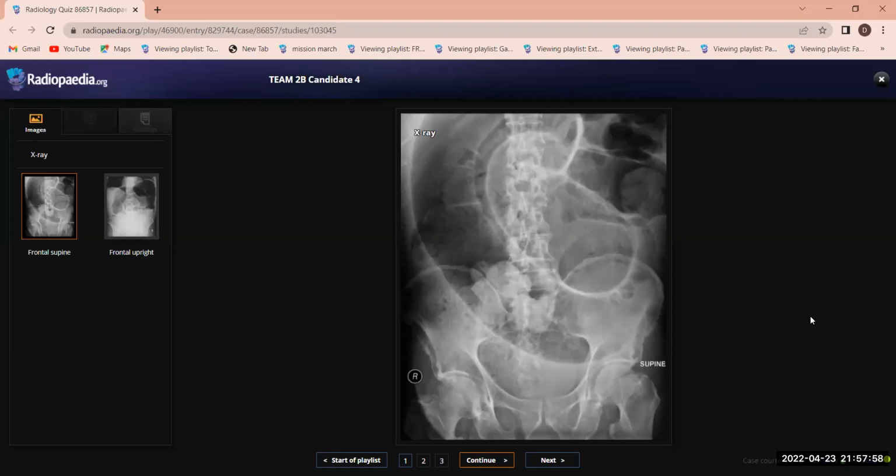Proximally, I can see that the rest of the colon seems to be packed with fecal matter. But I can see what appears to be the coffee bean sign, most likely depicting a sigmoid volvulus.